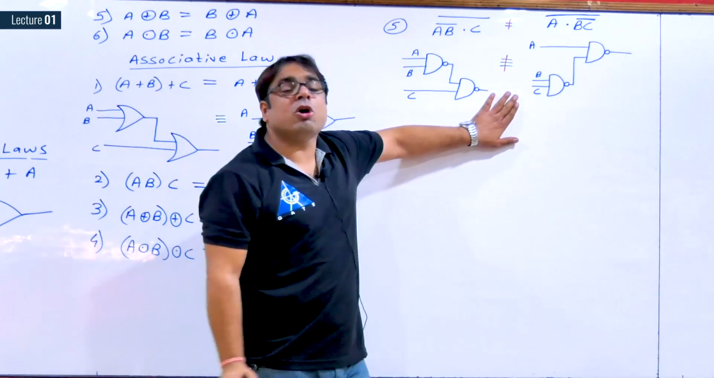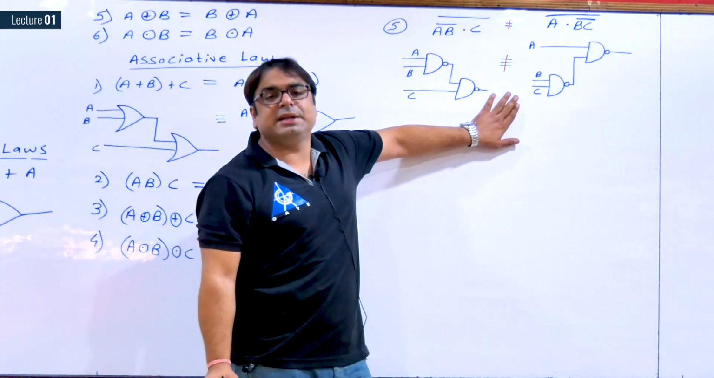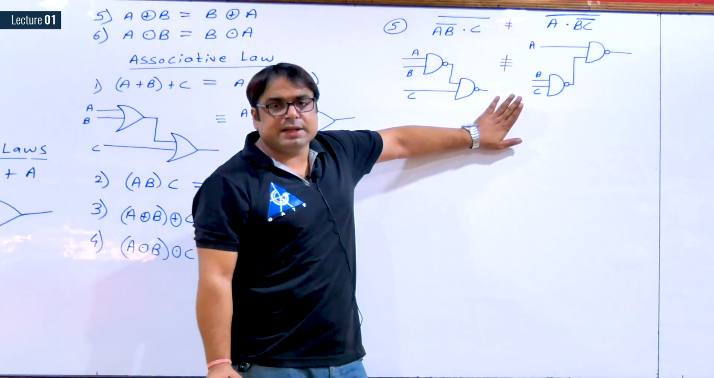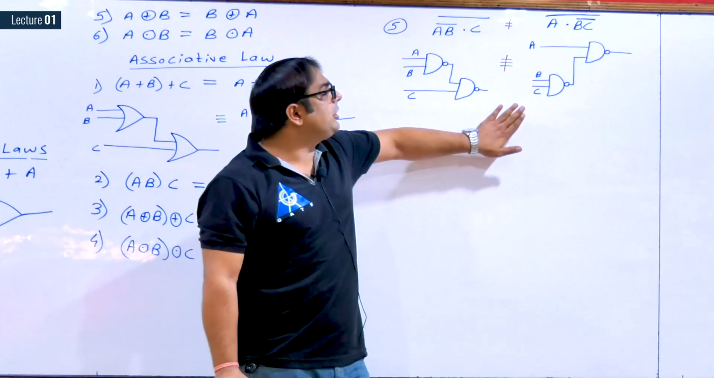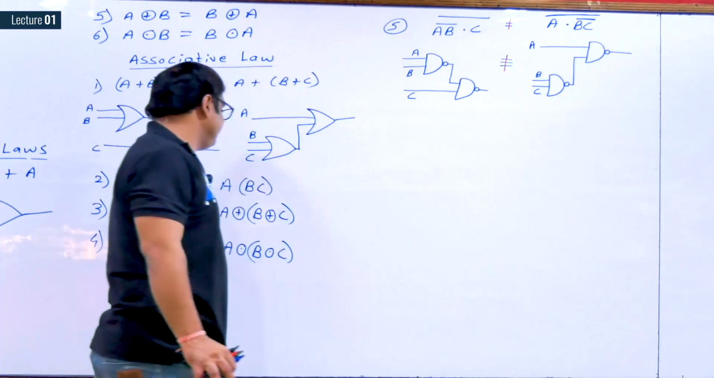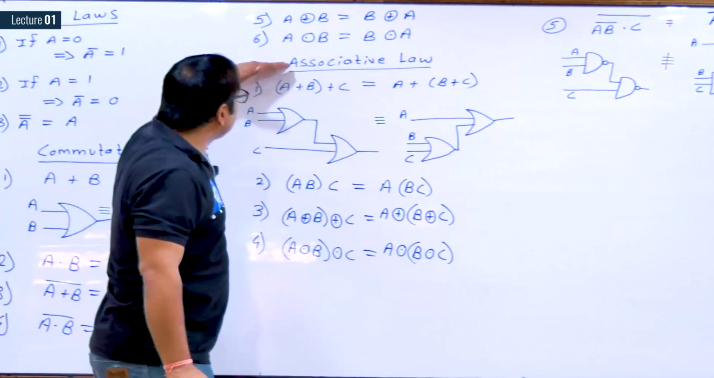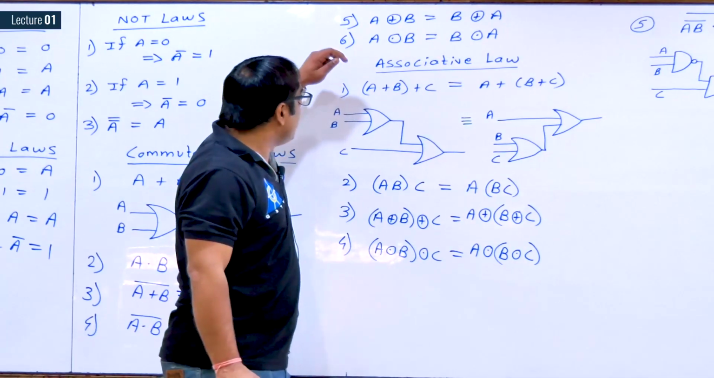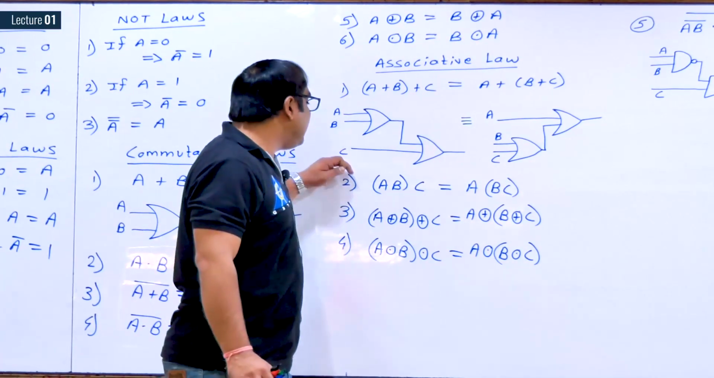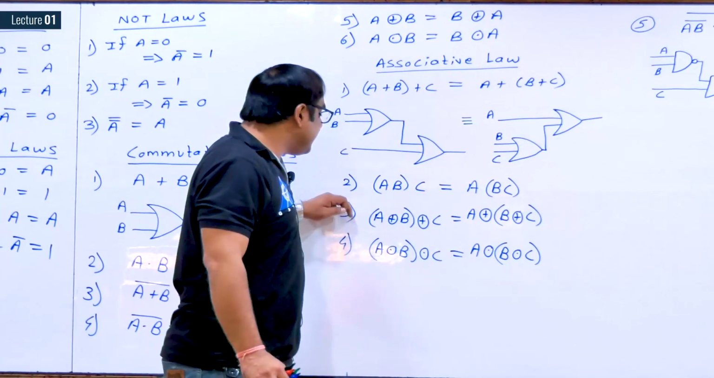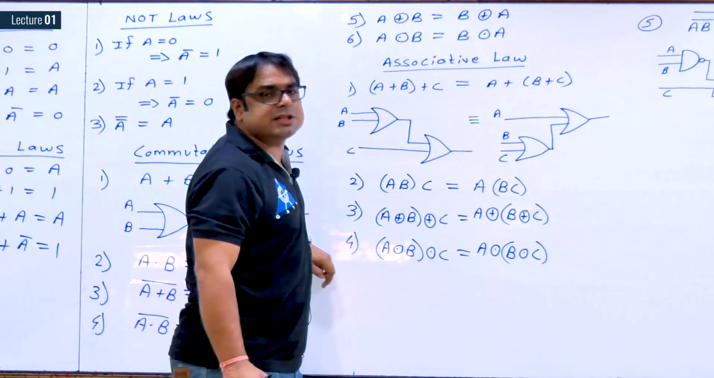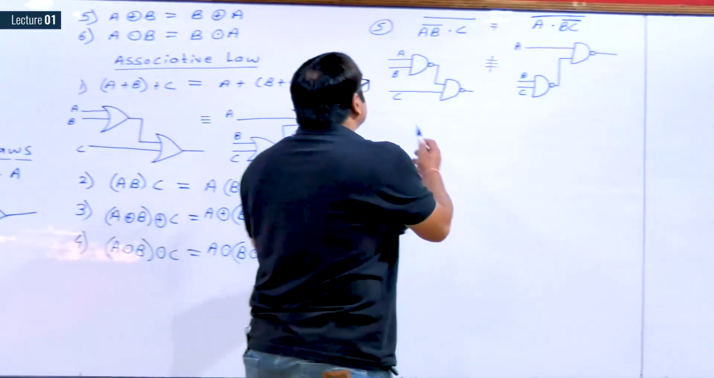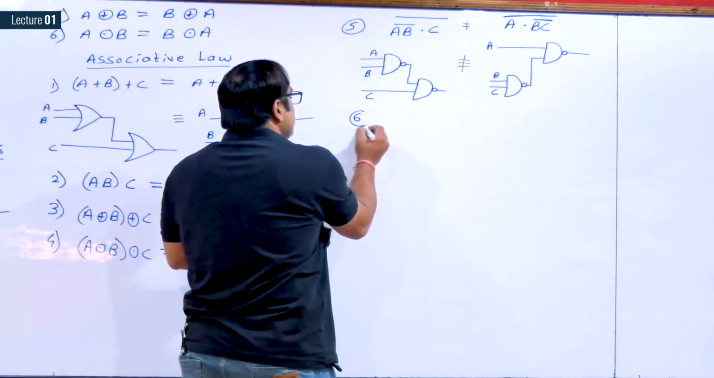Associative law is not valid for NAND gate, and it will also not be valid for NOR gate. So again, what you need to know: associative law is valid for all the 4 gates. OR gate it is valid, AND gate it is valid, XOR gate it is valid, XNOR gate it is valid. But associative law is not valid for universal gates.